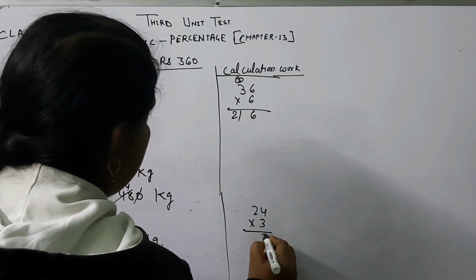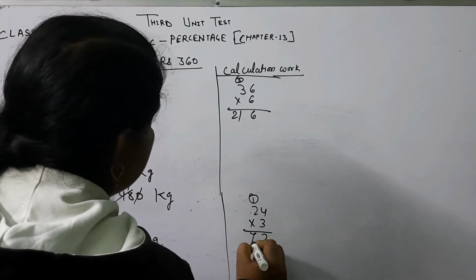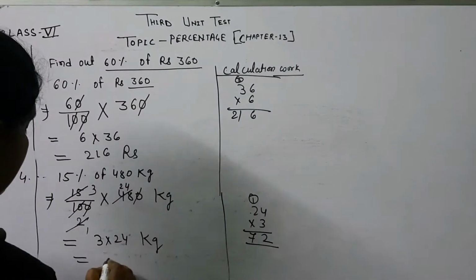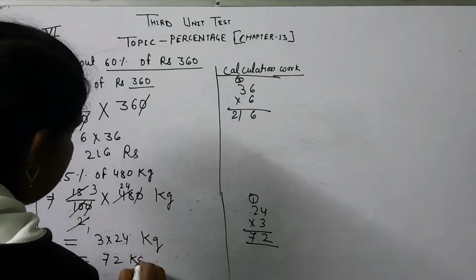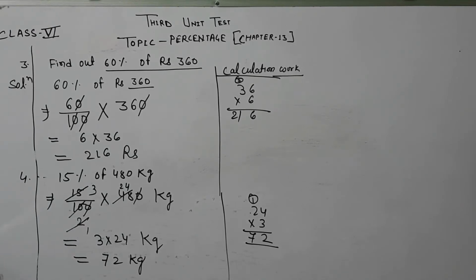3 4s are 12. What is carry here? 1. 3 2s are 6 plus 1, 7. So you have to write here 72 kg. Okay. So students, this is the question from your exercise.